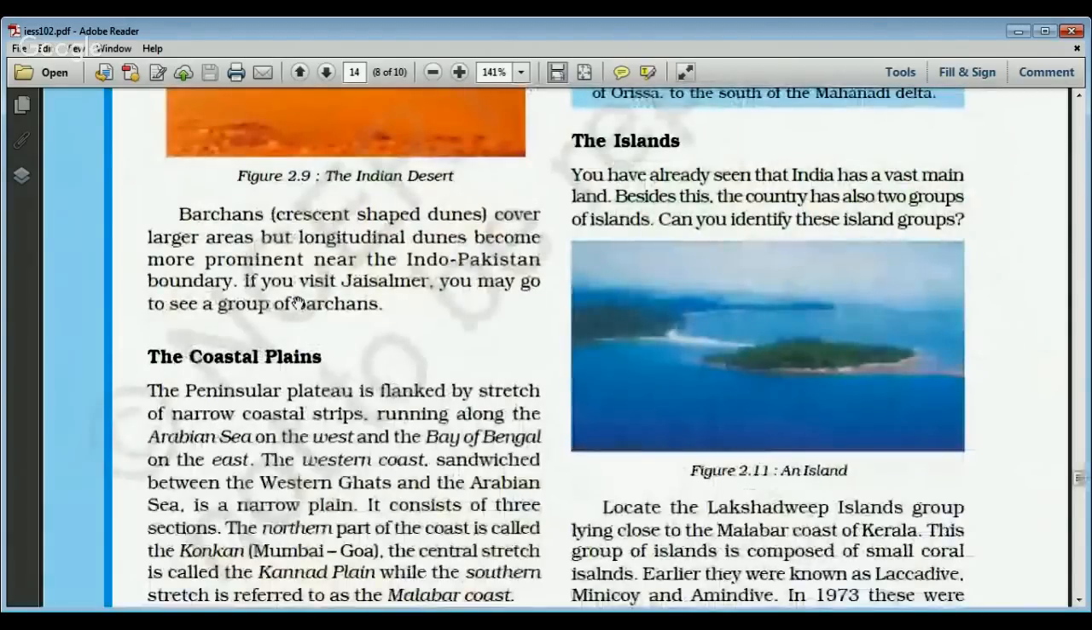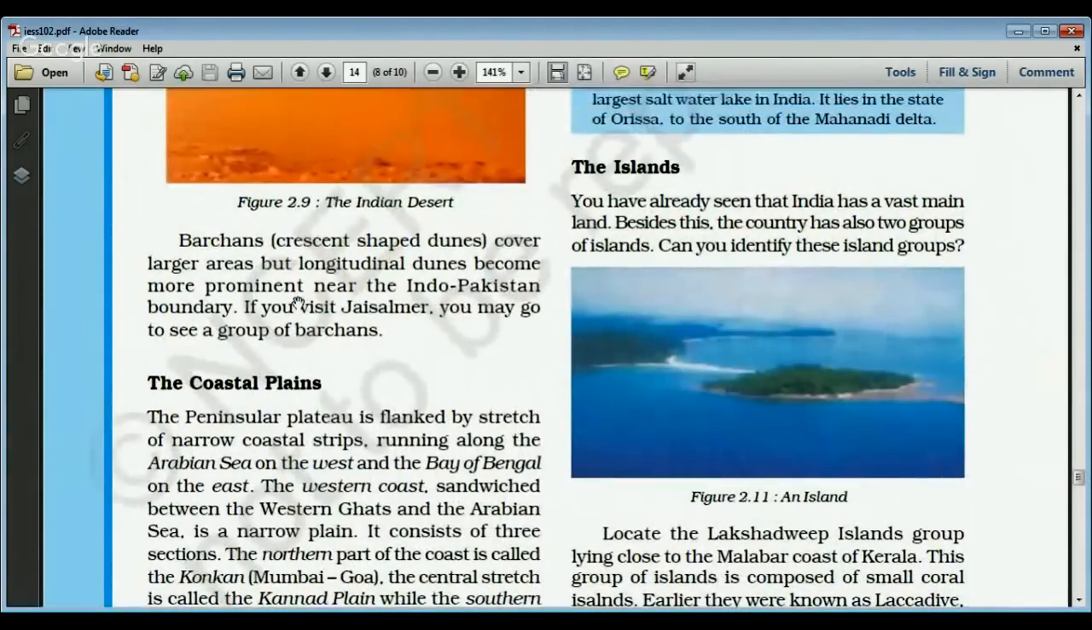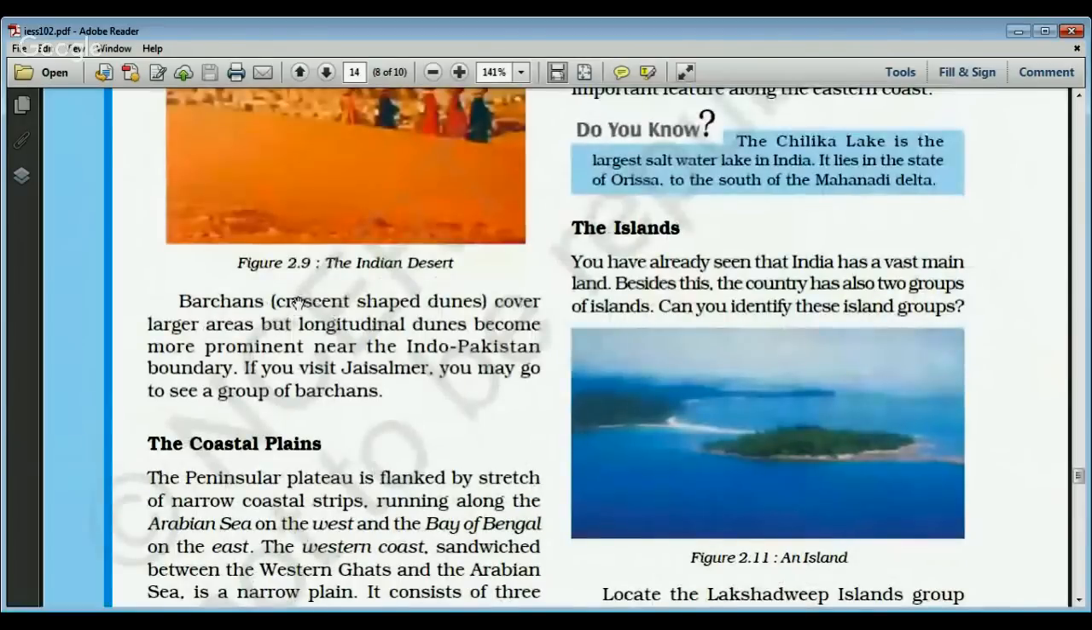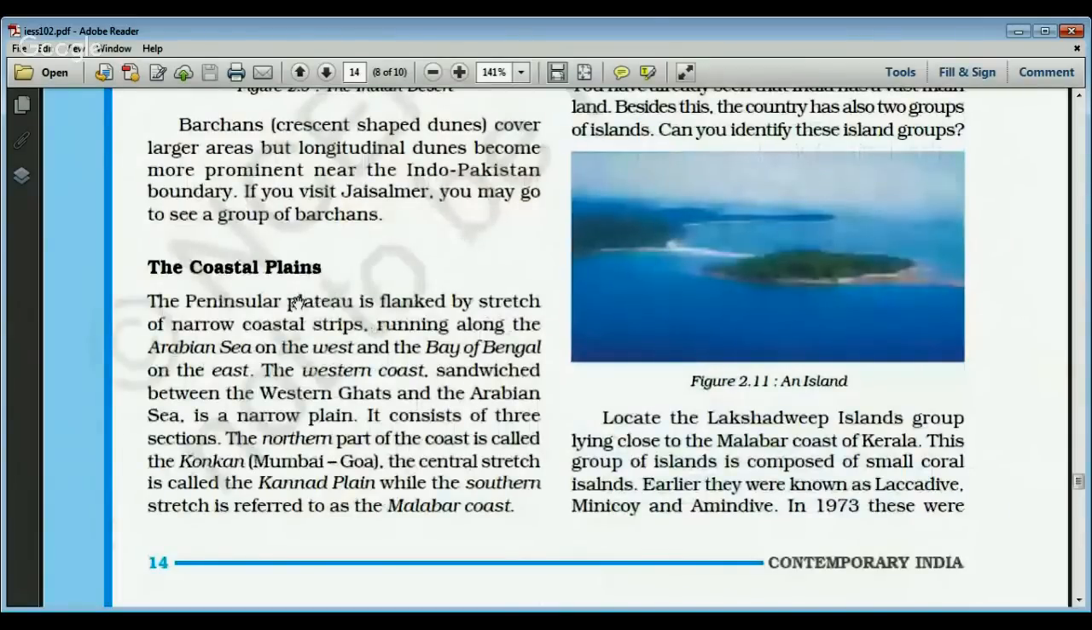And this is a term which is very important. Barchans, or crescent-shaped dunes, cover larger areas of this Great Indian Desert, but longitudinal dunes become more prominent near the Indo-Pakistan boundary. Now the other major physiographic division of India is the coastal plains.